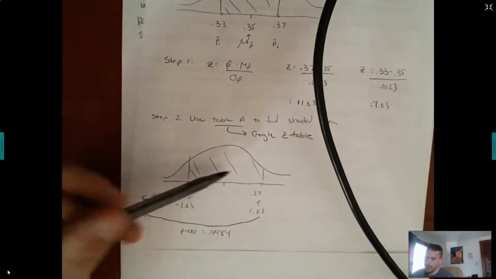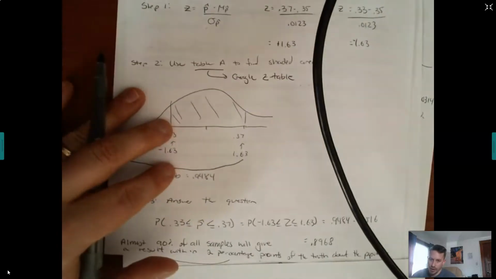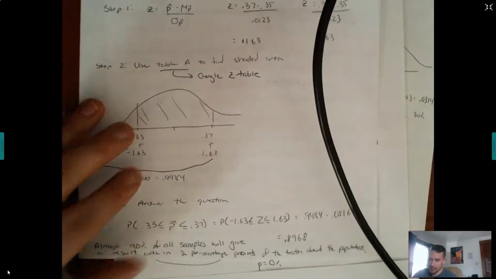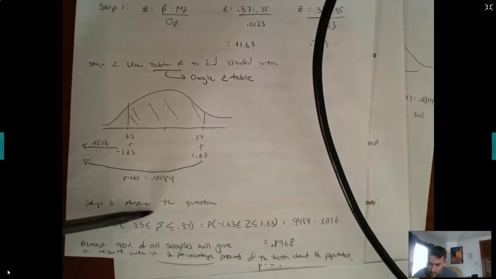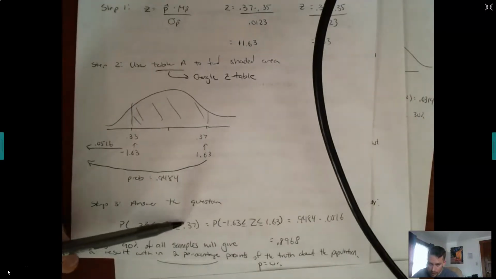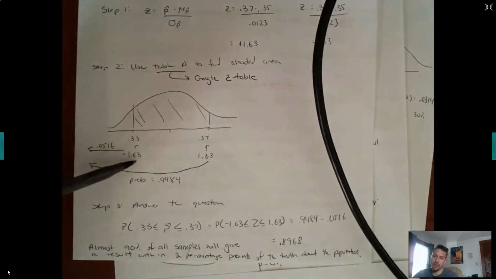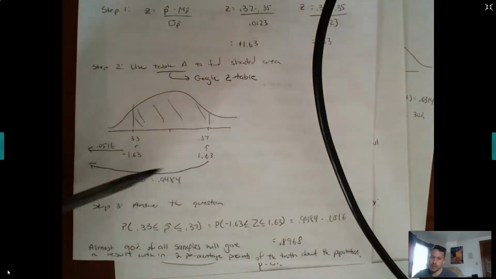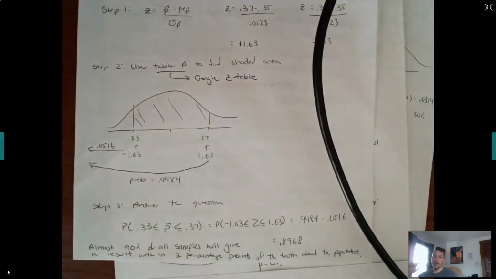So if I want to get between these two values, I know that the whole part to the left of this is 0.9484, and the whole part to the left of this is 0.0516. We just subtract, and we'll get the shaded area. I have some fancy symbols here. You'll see the actual subtraction going on, like I just said. Capital P means probability. The probability that p hat is between 0.33 and 0.37 is the same as the probability that Z is between negative 1.63 and 1.63. That's just these two numbers subtracted, which is 0.8968. That is our answer. That's what we did all this work for.